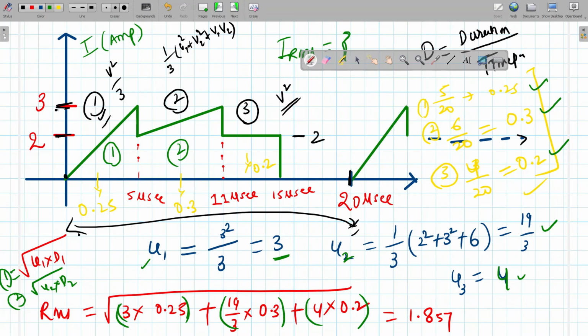Okay, so after this what are we doing? RMS 1 whole square, RMS 2 whole square, RMS 3 whole square. So this you have done: 3 into 0.25 plus 19 by 3 into 0.3 plus 4 into 0.2. What are you getting as the final answer? You can calculate again. It will be 1.857.